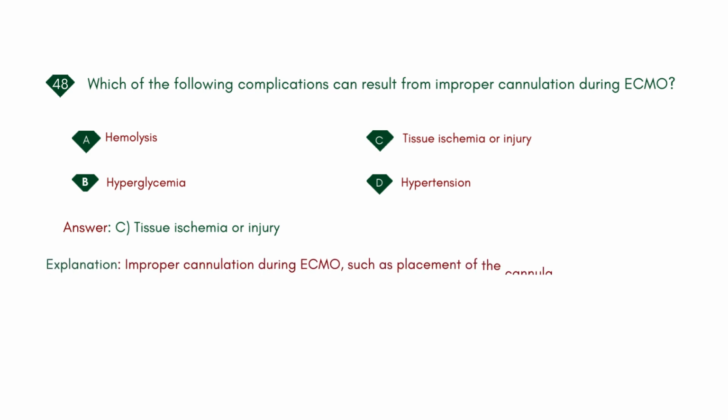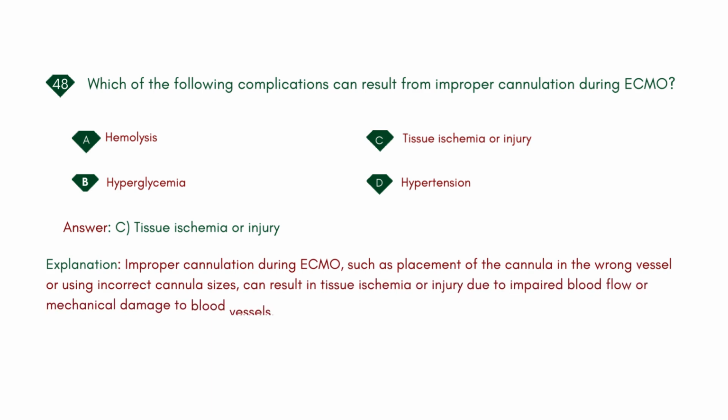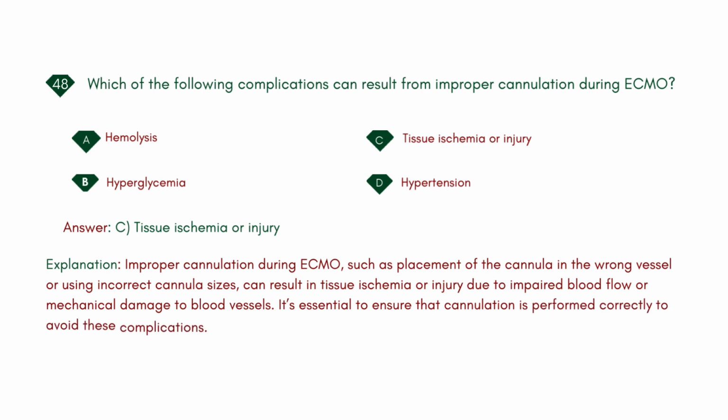Explanation: Improper cannulation during ECMO, such as placement of the cannula in the wrong vessel or using incorrect cannula sizes, can result in tissue ischemia or injury due to impaired blood flow or mechanical damage to blood vessels. It's essential to ensure that cannulation is performed correctly to avoid these complications.